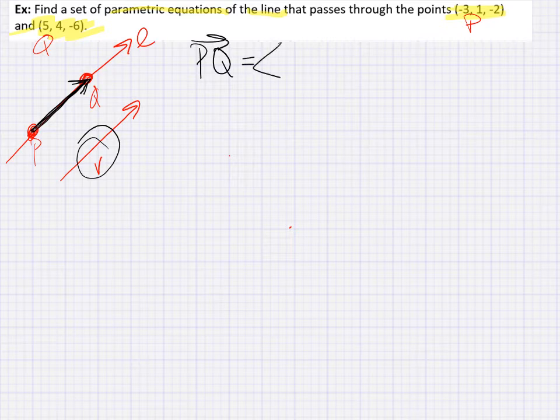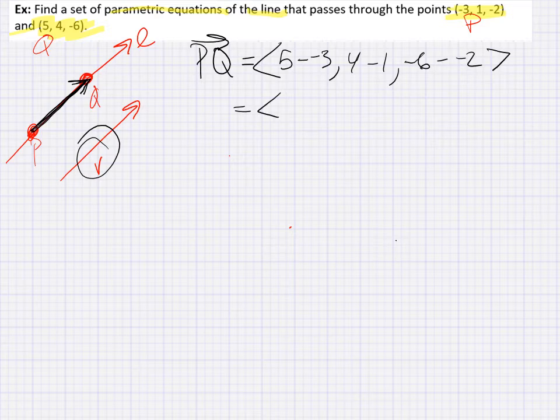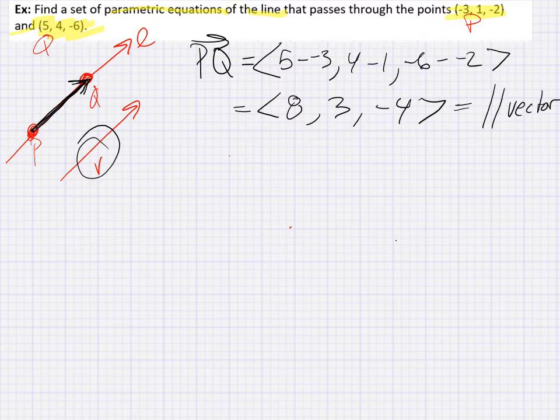in which case we will do terminal minus initial, so 5 minus negative 3, 4 minus 1, and negative 6 minus negative 2. And so we get 8, 3, and negative 4. Okay? So there's PQ. If you did QP, you would get the same thing, just the negative of each one. So this is our parallel vector. This is the parallel vector. All right, so that's our a, b, c in our parametric equations. Now we need a point. We have 2 of them, so pick one. It doesn't matter.